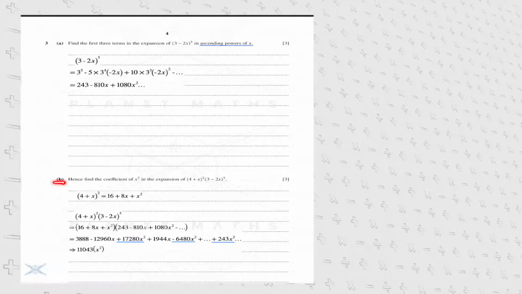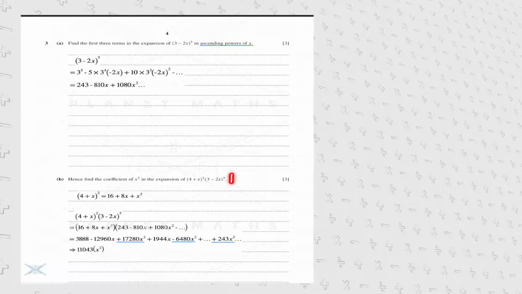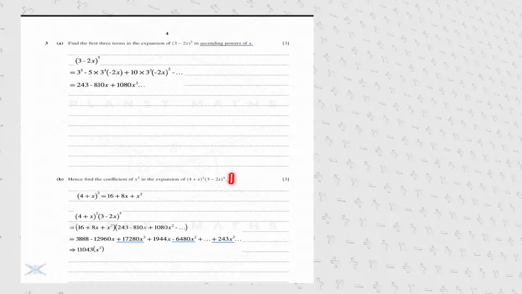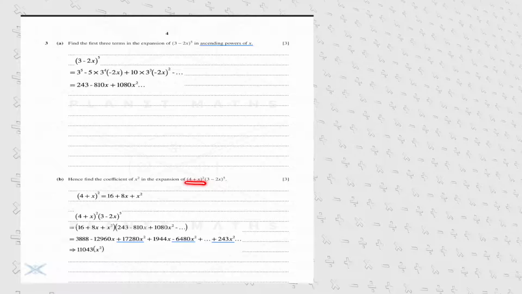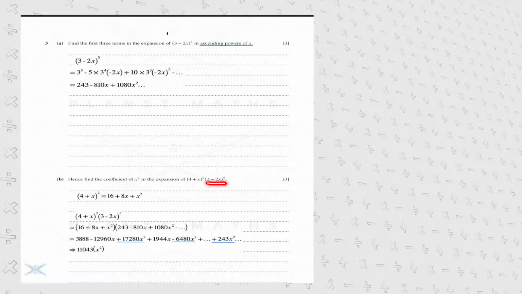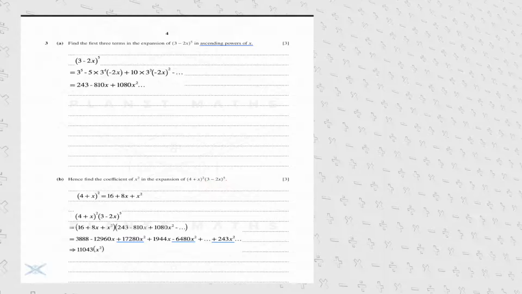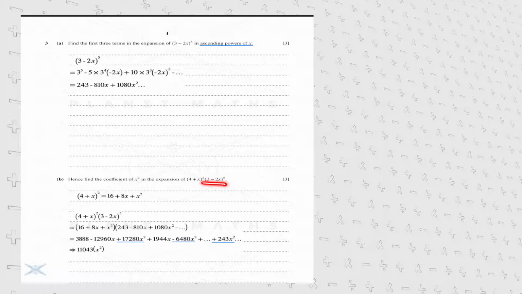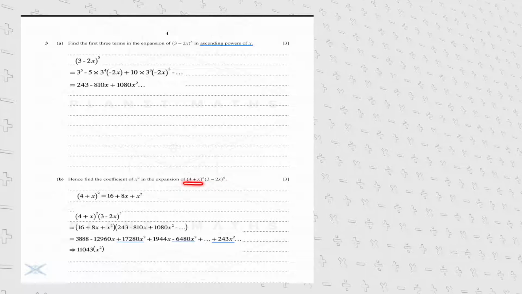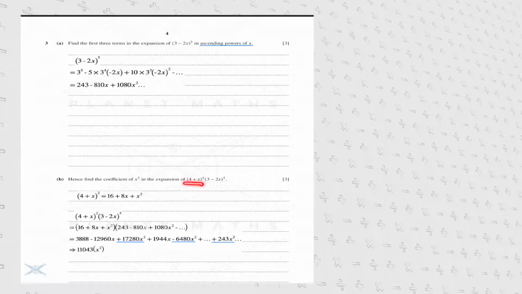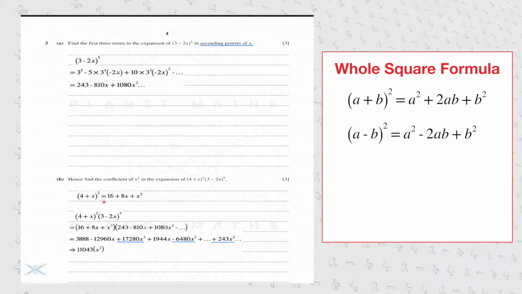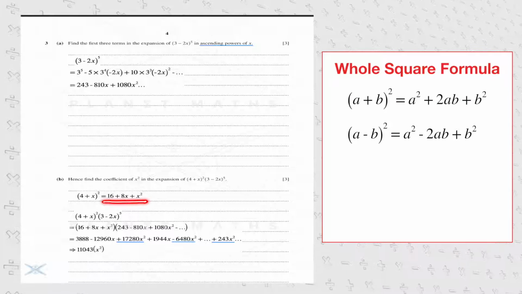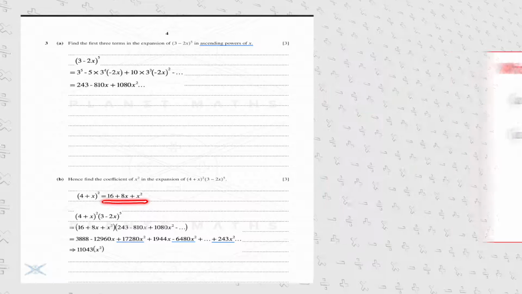In part b of this exercise we are required to find the coefficient of x squared in the expansion of 4 plus x squared multiplied by 3 minus 2x to the power of 5. Since we have already discovered the first 3 terms of the expansion of the latter part of this multiplication, we just need to focus on expanding the first bracket, which after applying the whole square formula leads us to the conclusion that the expansion of it equals 16 plus 8x plus x squared.